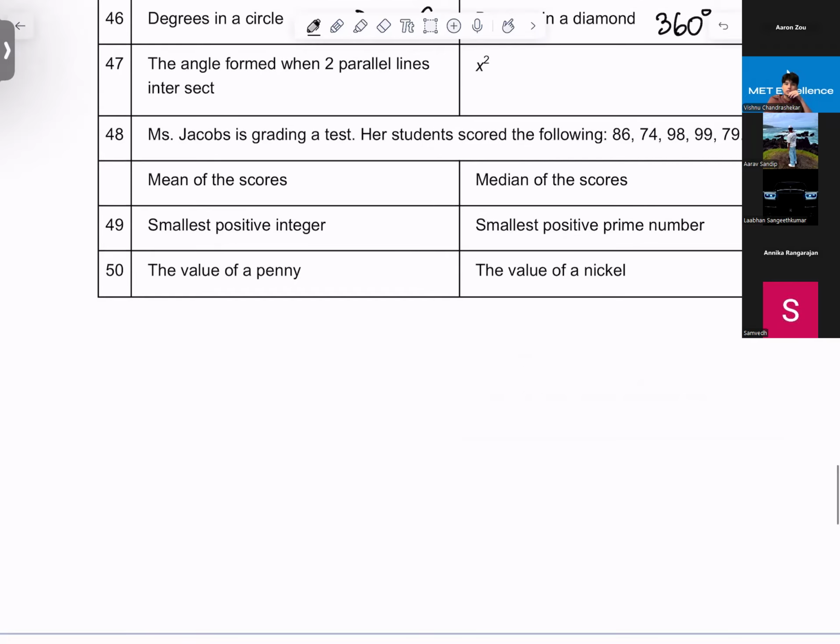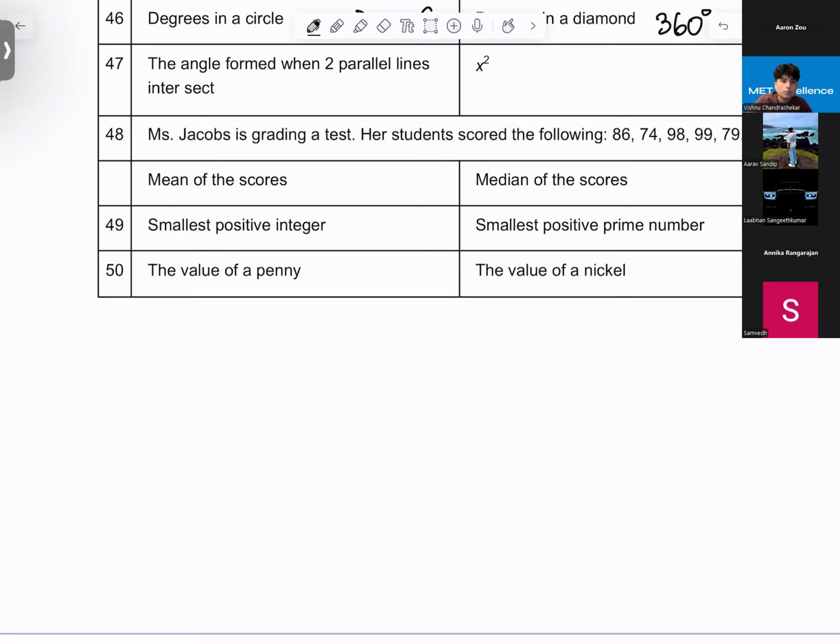47 is kind of a bad question. Well, there never is an angle formed between two parallel lines when they intersect, because parallel lines never intersect. And then x squared, this just makes no sense. It's a bad question. I'm sorry.